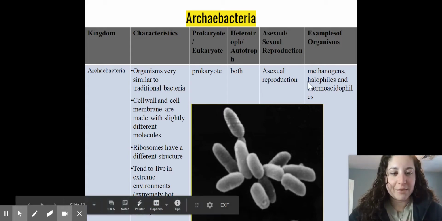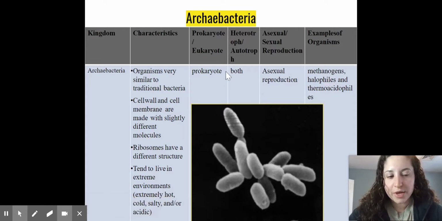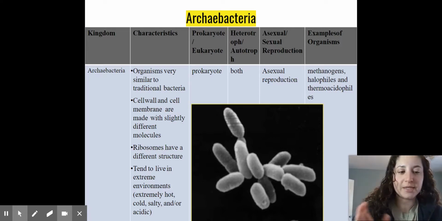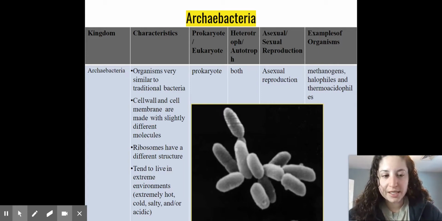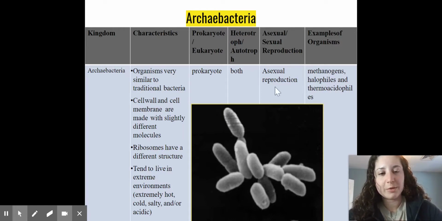So I'll get to examples of them over here in a second, but what you need to know is that archaea bacteria are all prokaryotic, so they don't have cell organelles. They can be a heterotroph or an autotroph, so sometimes they need to eat food to survive, sometimes they can make their own food in a process similar to photosynthesis, except they don't use the same reactants. They will reproduce through asexual reproduction. So they use mitosis to reproduce.